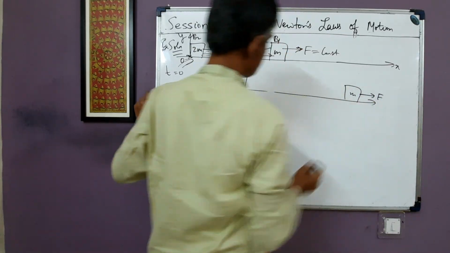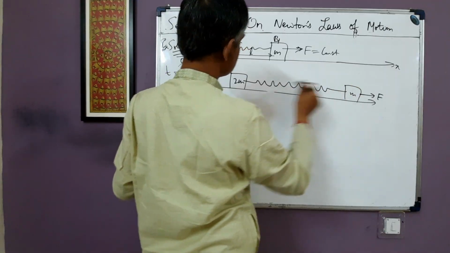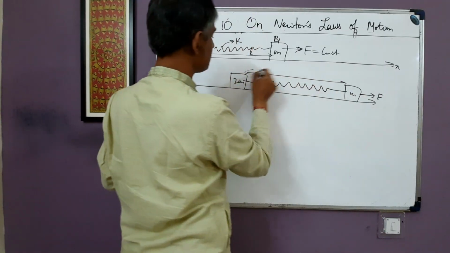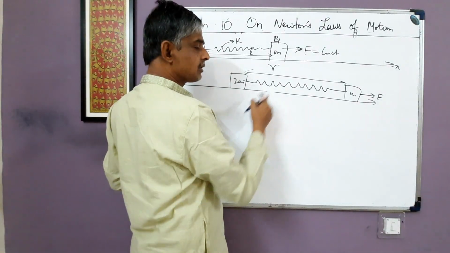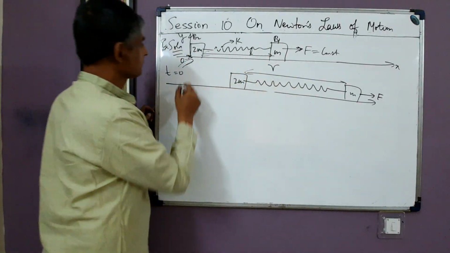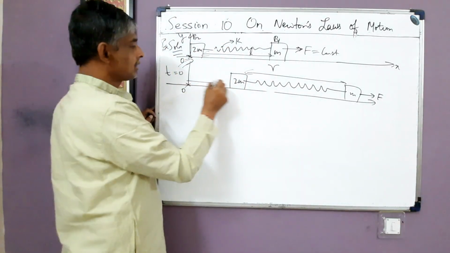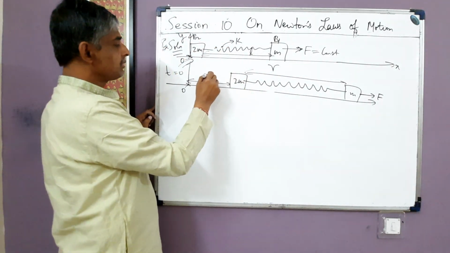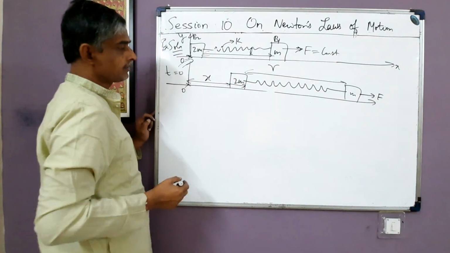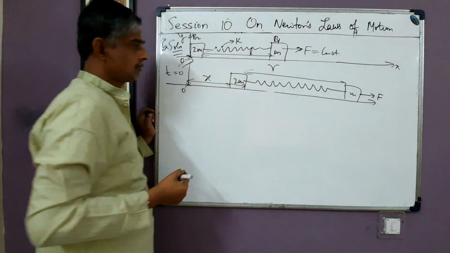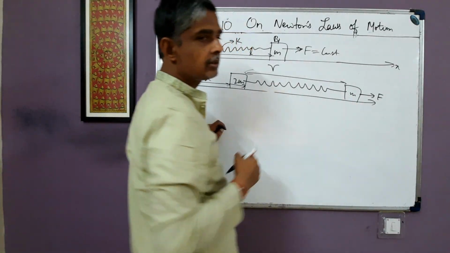Here F is acting. Now the spring has been elongated. Suppose the length of the spring at this instant is r, and the natural length of the spring is L. This is the coordinate system, this is the origin, and this is the line of motion, the x-axis. Let x be the x coordinate of 2m. Now I draw the free body diagram of both the blocks in the ground frame.